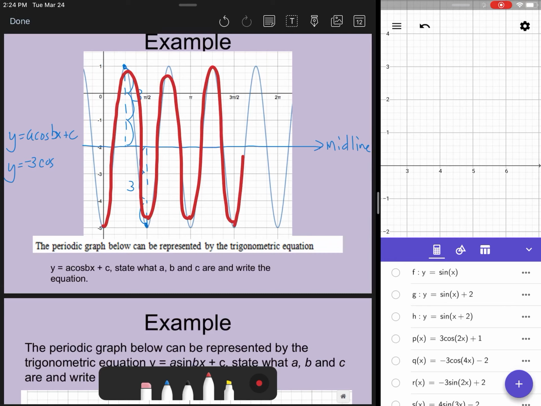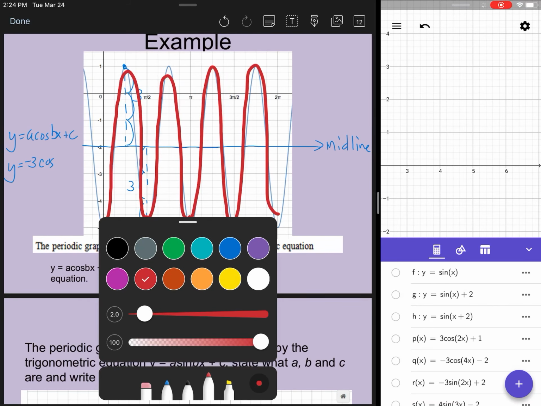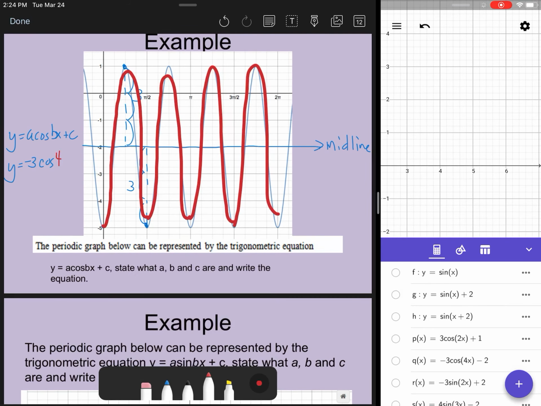1, 2, 3, and 4. So let me put that in there. 4x, and so now to come up with the C value, we need to know how this has been moved. Okay, we know that it's a vertical shift.